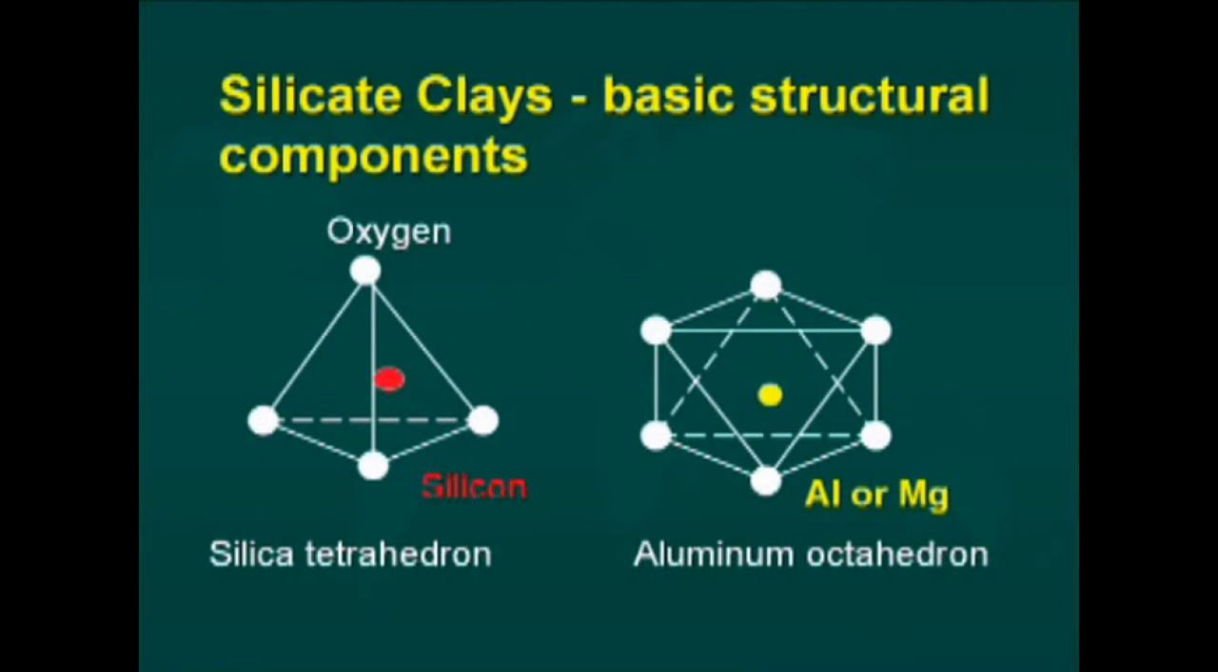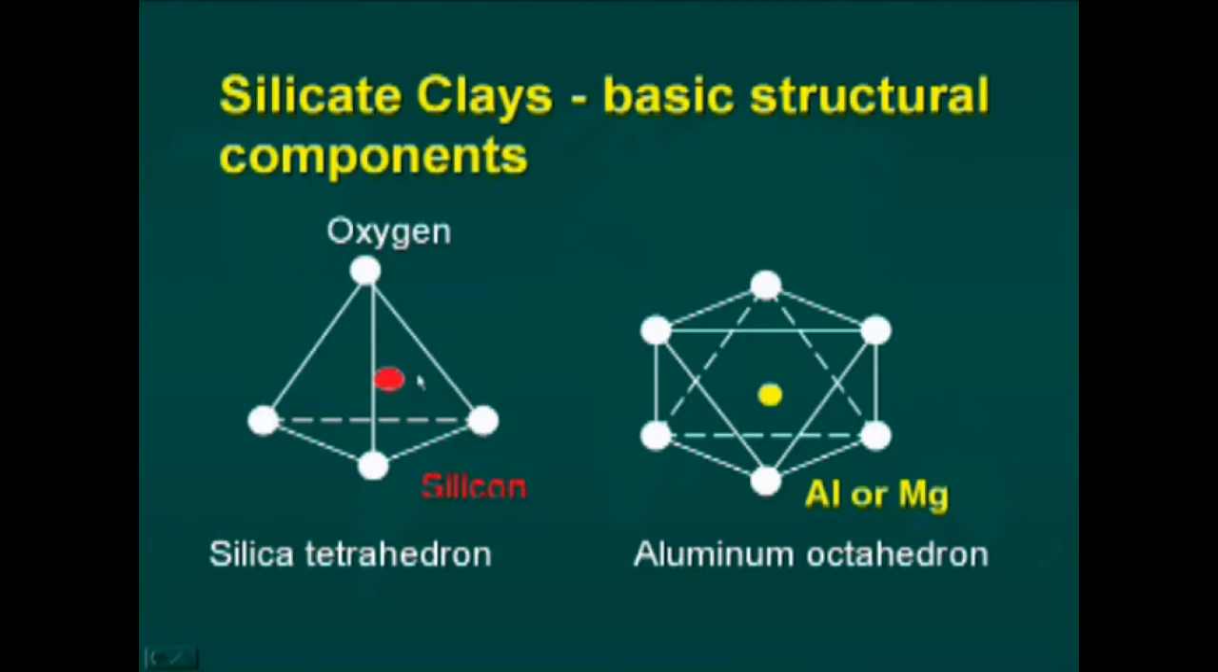The other one is the aluminum octahedron. It's an 8-sided figure. 6 oxygens coordinate around 1 aluminum or a magnesium. So these are the 2 building blocks. We can put these together and make silicate clays. These are the basic building blocks.